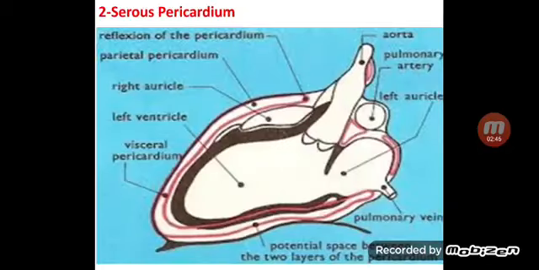The second is the inner layer. It is named the serous pericardium. It is the inner layer. The serous pericardium consists of two parts, the outer parietal layer and the inner visceral layer. Between the outer parietal and inner visceral layer, there is a slit-like space named the pericardial cavity. It is found between the parietal and visceral layer.